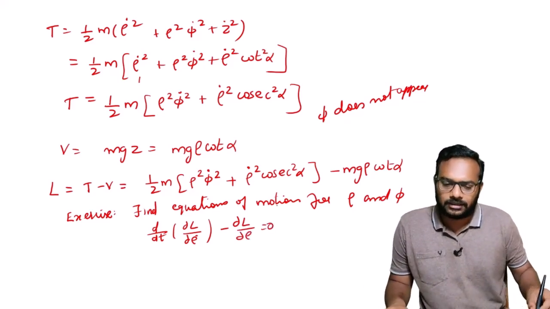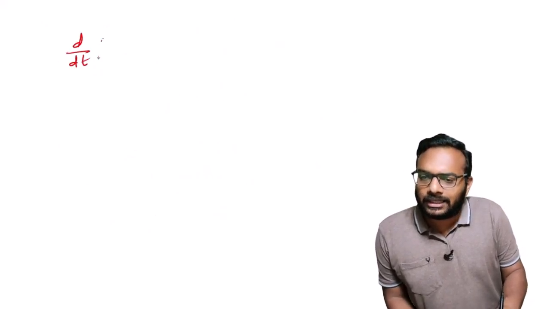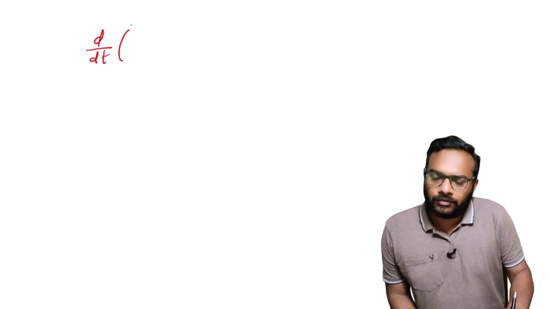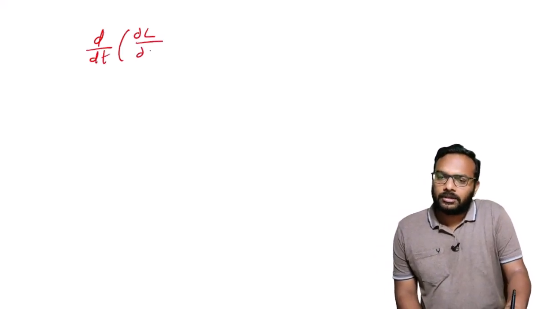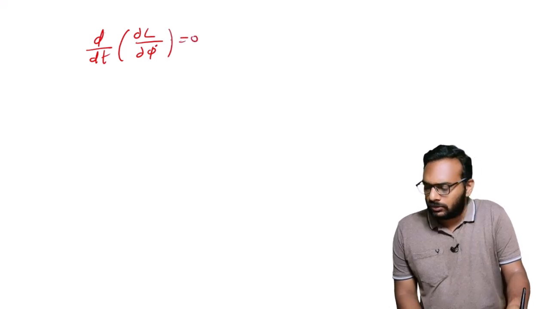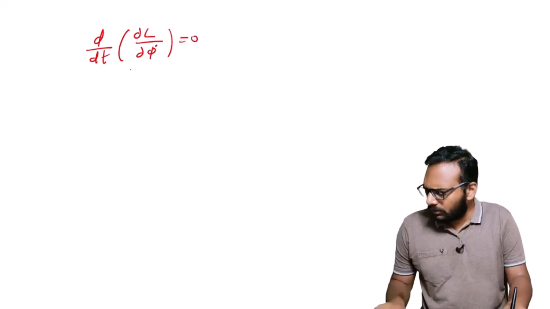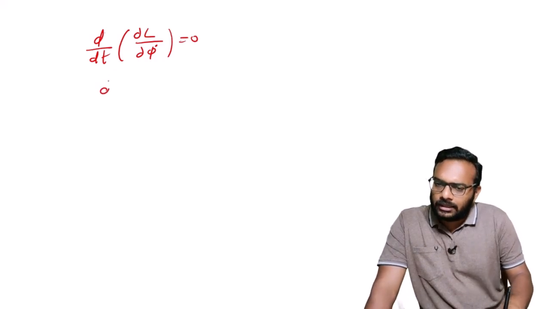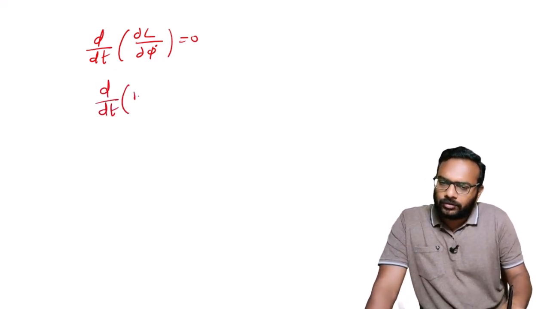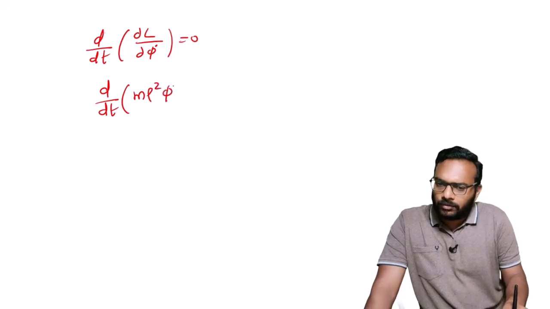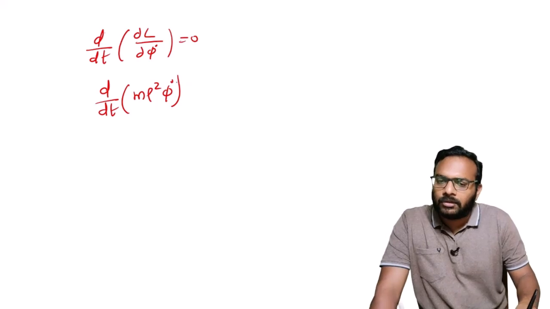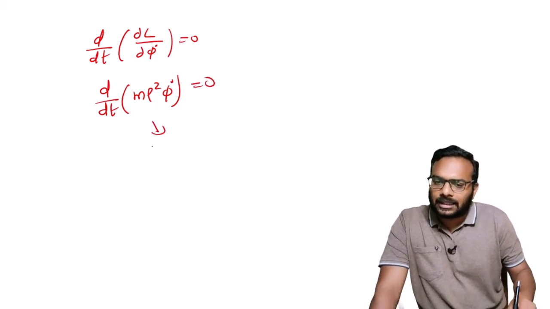Similarly for phi. All right, for phi we see that it's a conserved quantity. We see that d by dt, because it does not depend on phi, d by dt of dou L by dou phi dot is equal to 0. Or we can say that d by dt of m rho square phi dot, because dou L by dou phi dot is m rho square phi dot, is equal to 0.